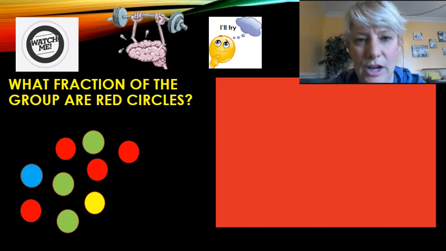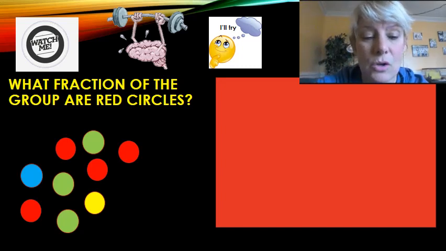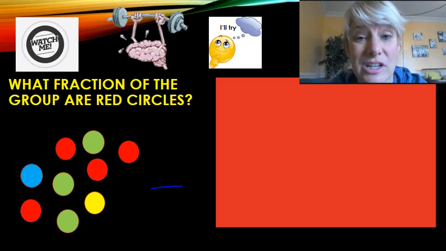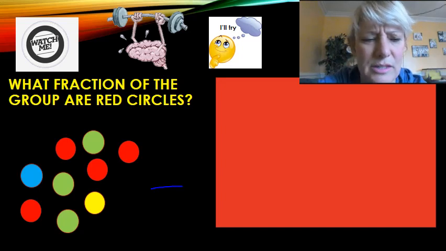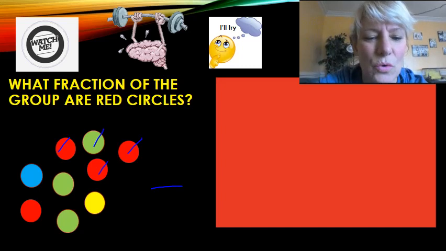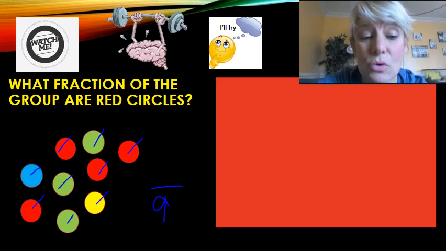Now we've been working with fractions for a while, so it doesn't matter if you are dividing a shape into different parts or dividing a line into different parts. We can also divide a group of things into different parts as well. We know that the bottom number is our denominator. The denominator is how many total parts there are. So I'm going to go ahead and count my total parts. 1, 2, 3, 4, 5, 6, 7, 8, 9. There are 9 total parts.